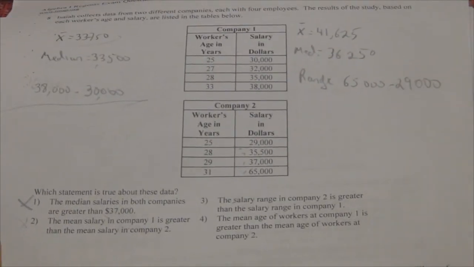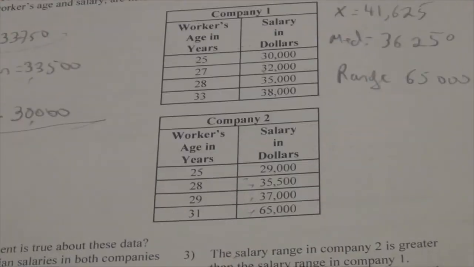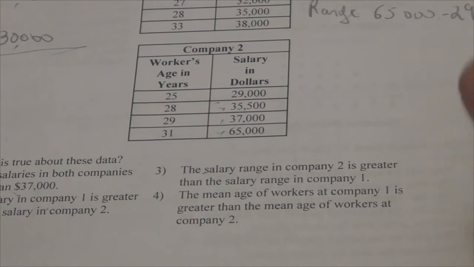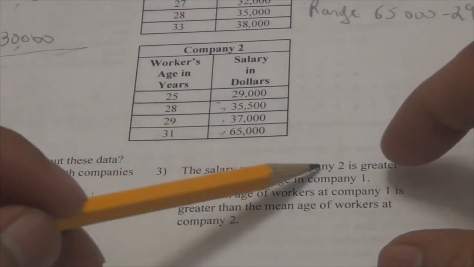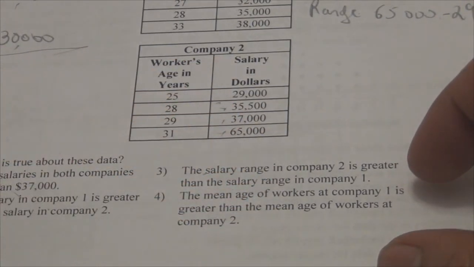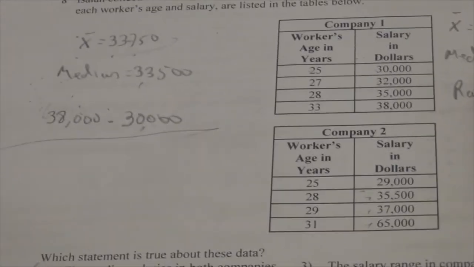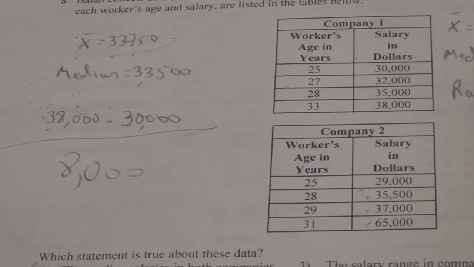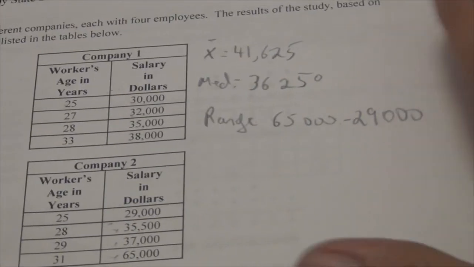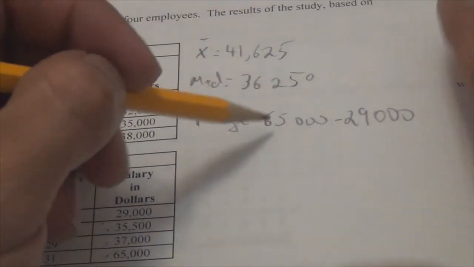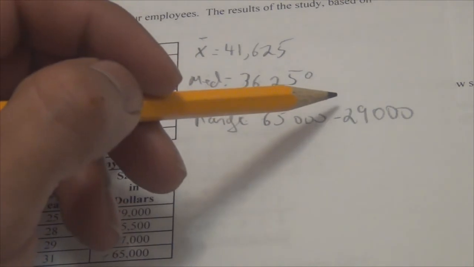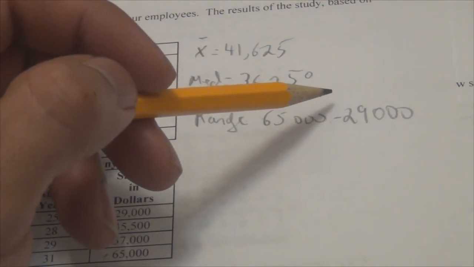Okay, the other one. The salary range in company 2 is greater than the salary range in company 1. Well, let's see. What is the salary range? The maximum minus the minimum is 8,000 in company 1. In company 2, we have 65,000 minus 29,000, right? And how much is that?